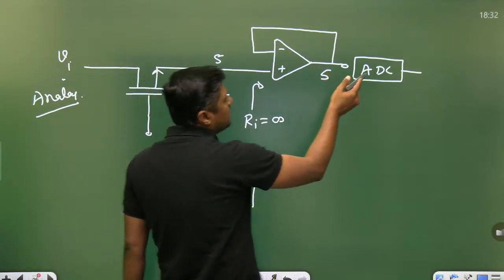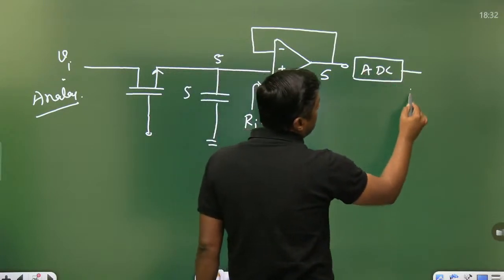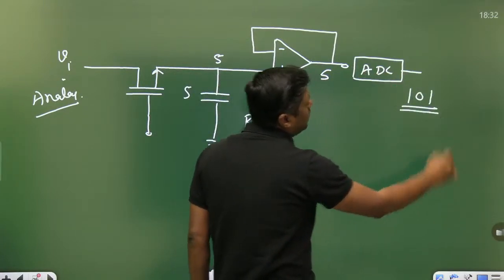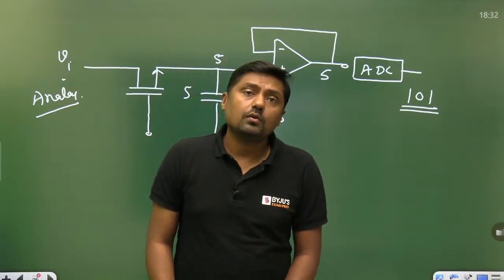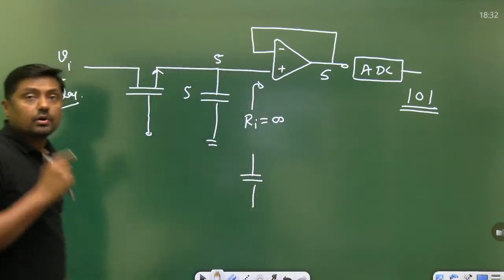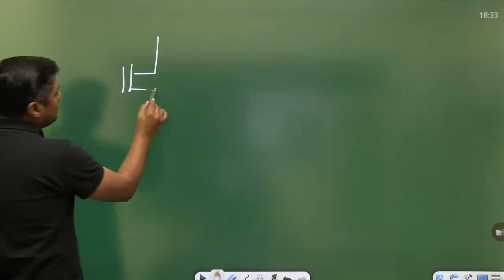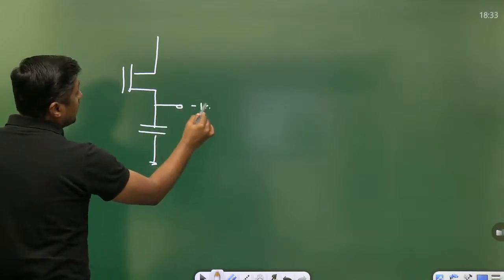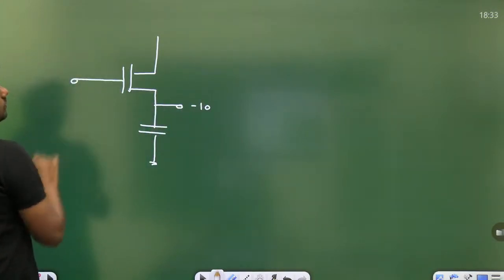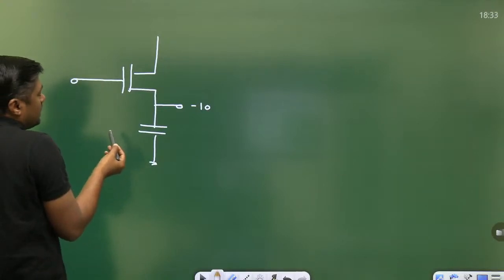There is some propagation delay. After some time, this analog to digital converter will convert it into 101. That is the code for 5. That is the use of this circuit. तो देखो logically क्या है? Simple ये है. Suppose the capacitor is charged up to minus 10 volt. Now it will try to make it on. Why will it try to make it on?